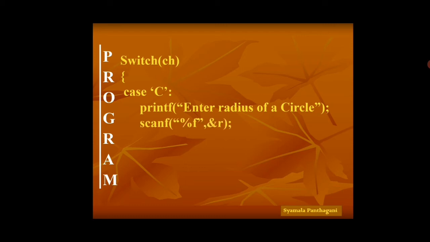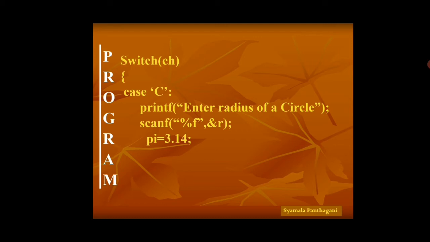switch ch. The first case is C, to calculate the area of circle. That's why we are writing case C. The label is C. Now printf enter radius of a circle. In the case only we are taking the input for every calculation, not outside of the switch statement. In the switch statement only we are taking the inputs. Enter radius of a circle.